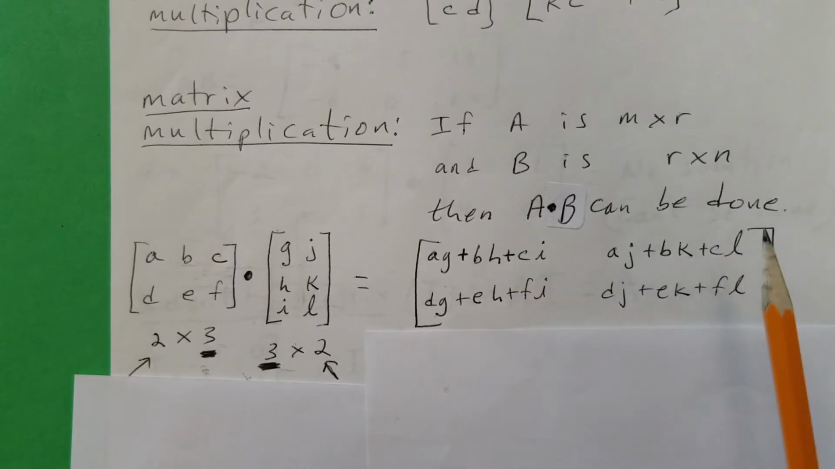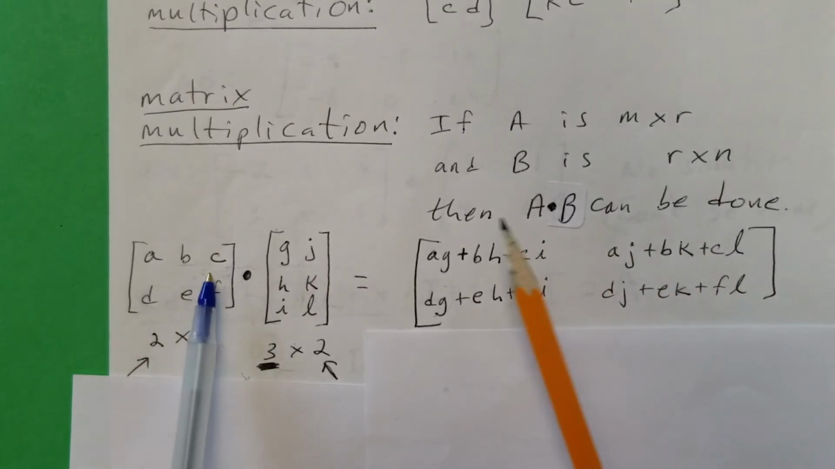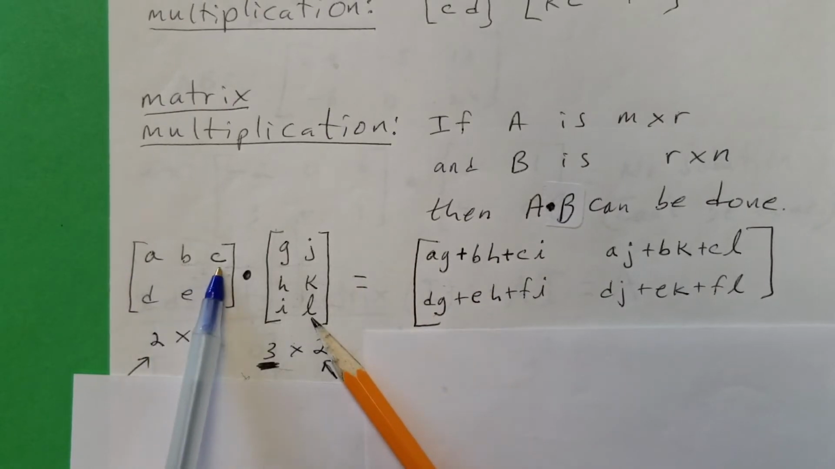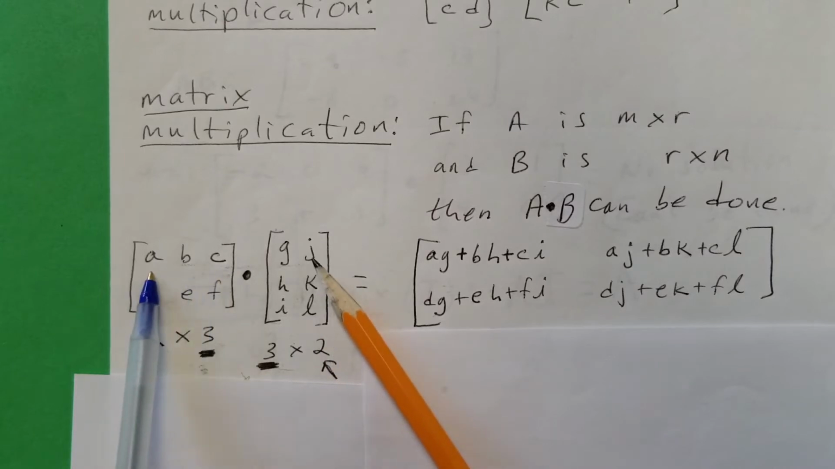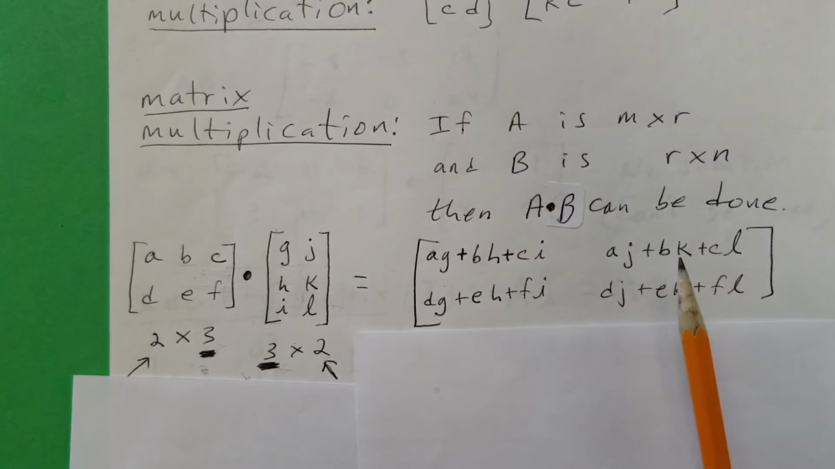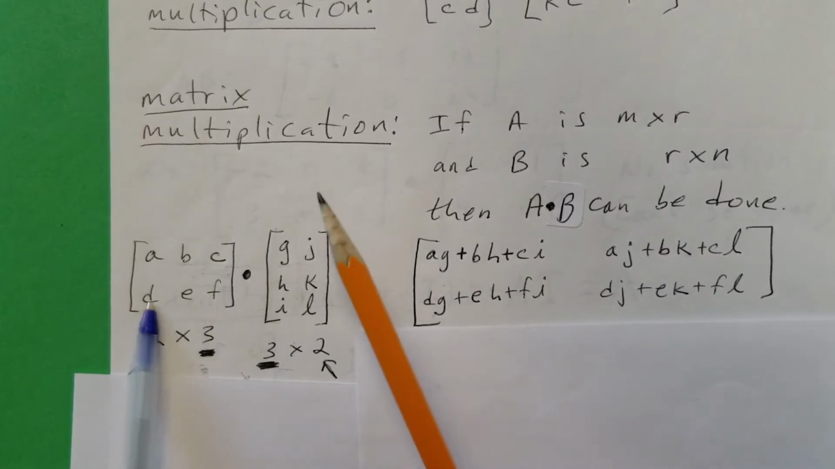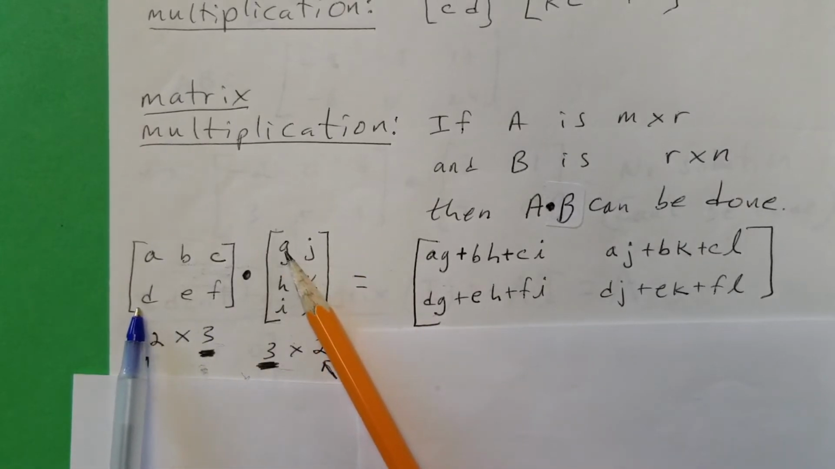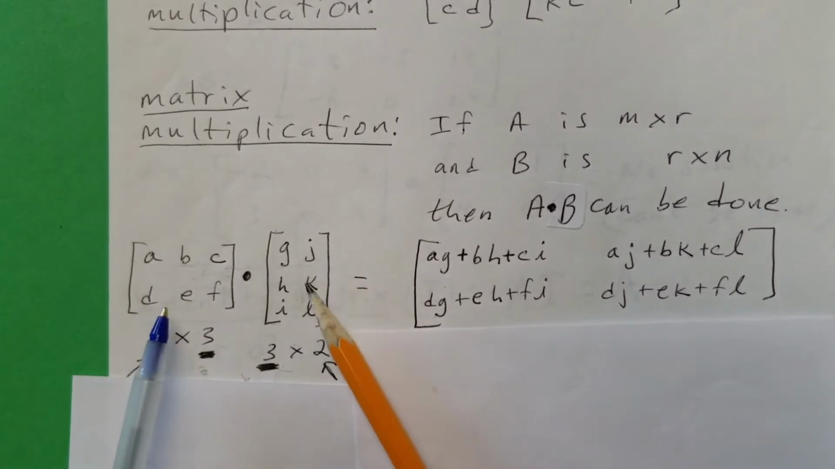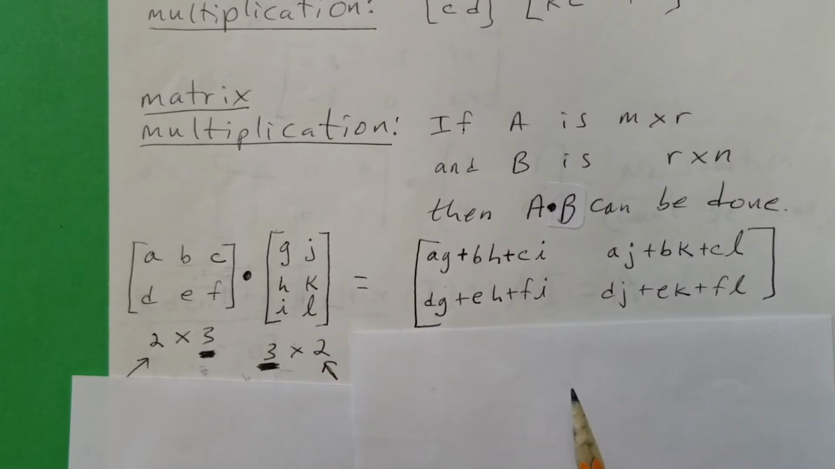Now, we want this position. So that would be the first row, second column. Like that. AJ, BK, CL. That's what this is. And you add those answers. Moving on, I want this answer here. Well, that would be the second row, the bottom row, first column. The bottom row, first column, we haven't done that yet. So multiply, multiply, multiply, add the answers. Then the last one, multiply, multiply, multiply, add the answers.